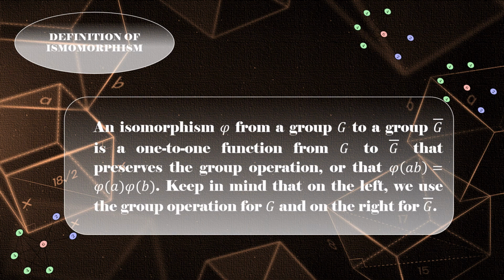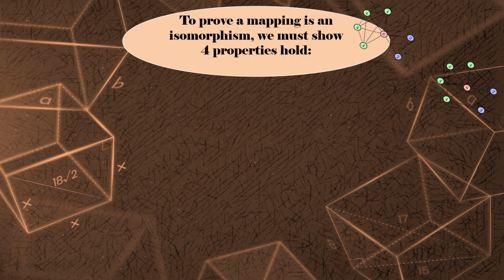Next, the definition of isomorphism. An isomorphism phi from a group G to a group G bar is a one-to-one function from G to G bar that preserves the group operation, that is, phi of AB is equal to phi of A times phi of B. Keep in mind that on the left, we use the group operation for G and on the right for G bar. To prove a mapping is an isomorphism, we must show four properties hold.